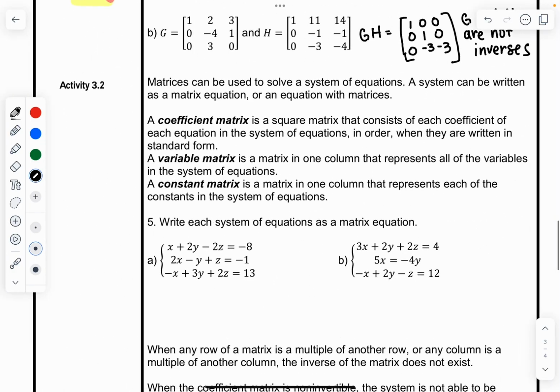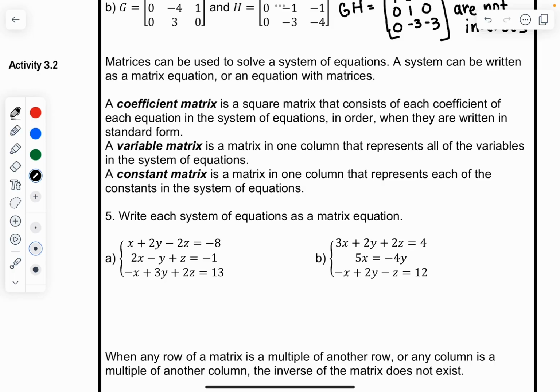Now, we have 3 new types of matrices that we're going to talk about. So the first one is the coefficient matrix. This is a square matrix that consists of each coefficient of each equation in the system of equations in order when they are written in standard form. So what we have to do is make sure that we list our coefficients in the same order for every row. X's, then Y's, then Z's. Numbers in front of X's, numbers in front of Y's, numbers in front of Z's. If we're missing a variable, then we put a 0 in its place.